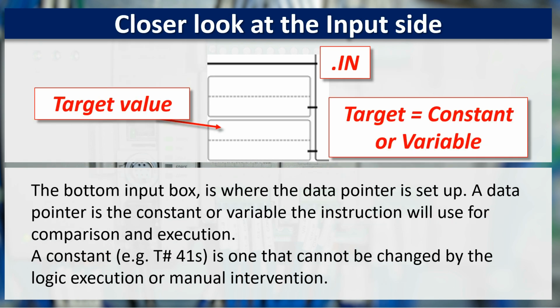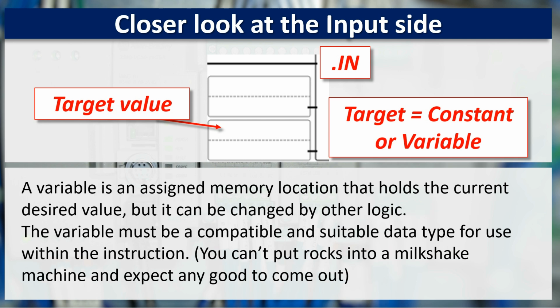The bottom input box is where the data pointer is set up. A data pointer is the constant or variable the instruction will use for comparison and execution. A constant, for example T#41 seconds, is one that cannot be changed by the logic execution or manual intervention. A variable is an assigned memory location that holds the current desired value, but it can be changed by other logic. The variable must be a compatible and suitable data type for use within the instruction. For example, you can't put rocks into a milkshake machine and expect any good to come out of it.